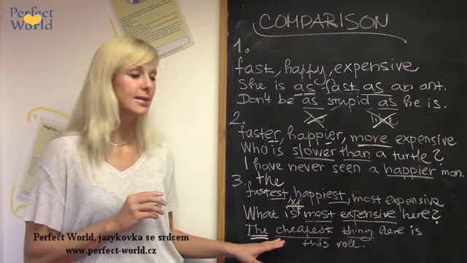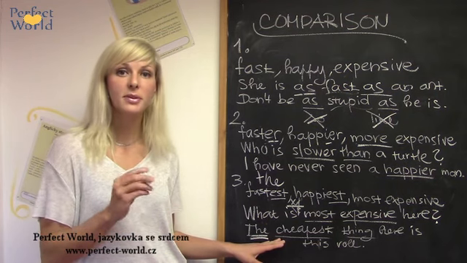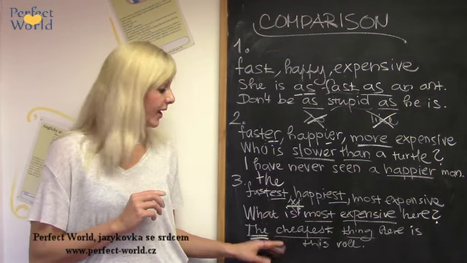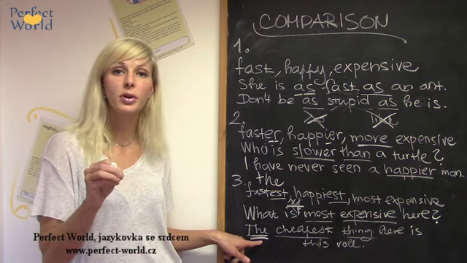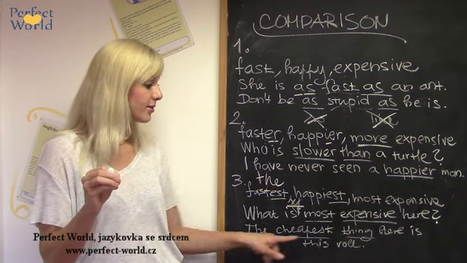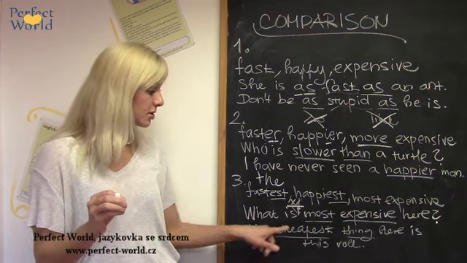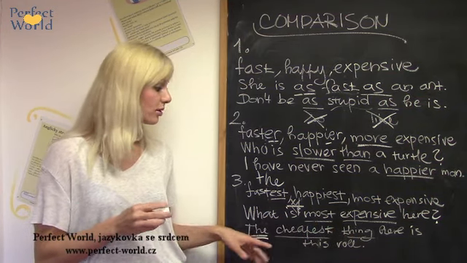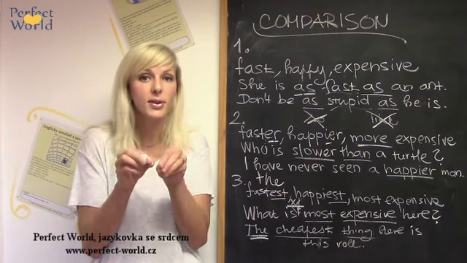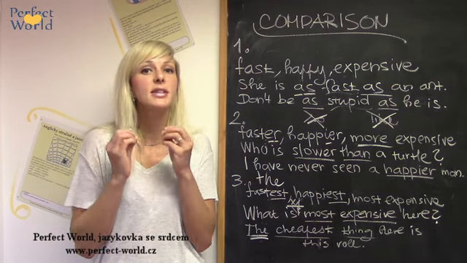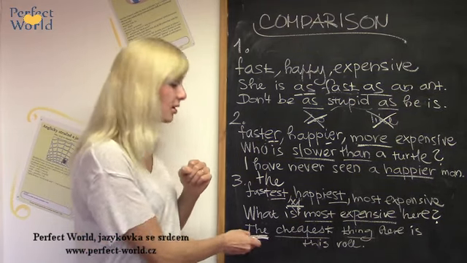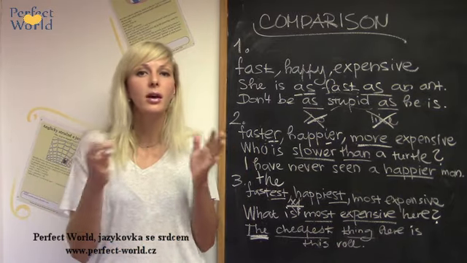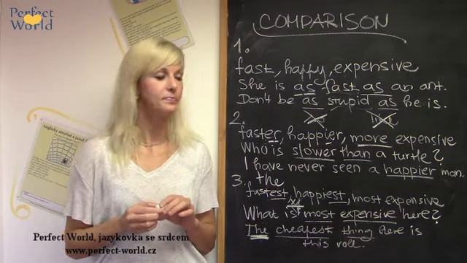Okay, and then we have the last example, which sounds, the cheapest thing here is this roll. The cheapest thing here is this roll contains the word "the", because there is the word thing. So the cheapest thing here is this roll. It's correct, because the cheapest thing is only one thing, one particular thing, and that's why we have to use "the", as it's not just something like "a" but it's "the".